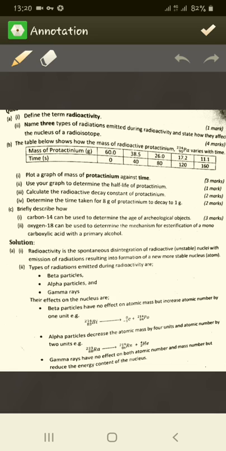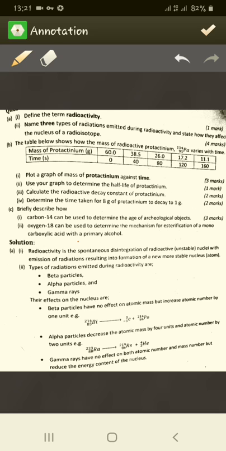I want to begin by doing correction of this work that I had given you about radioactivity. The first question was asking you to define radioactivity, and the answer is here. I had given you a neighbor question, and its answer is here. Radioactivity is the spontaneous disintegration of unstable radioactive nuclei with emission of radiations, and the radiations are alpha particles, beta particles, and gamma rays.